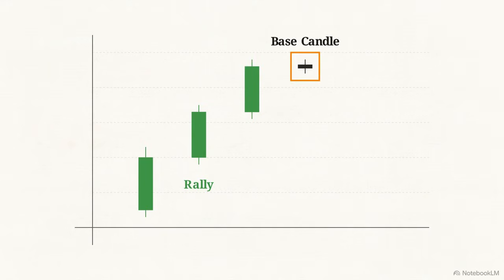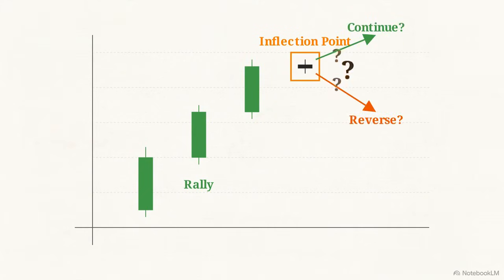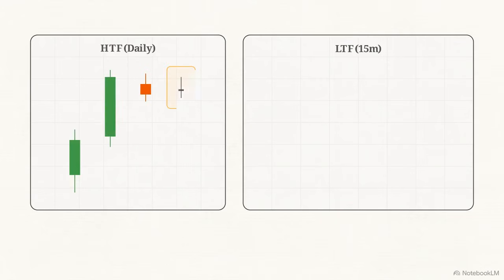This price action shows a significant upward rally that has stalled into a narrow base candle. For many traders, this pause is an inflection point where they are forced to guess whether the trend will continue or reverse. Institutional traders use these tight consolidations for accumulation or distribution.